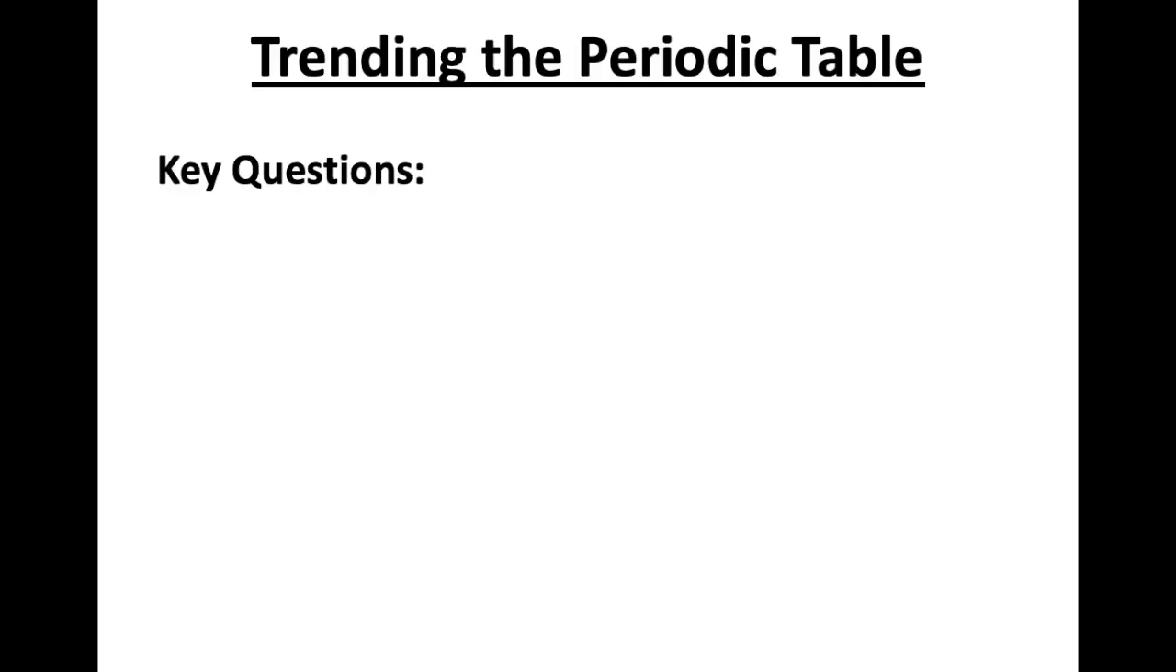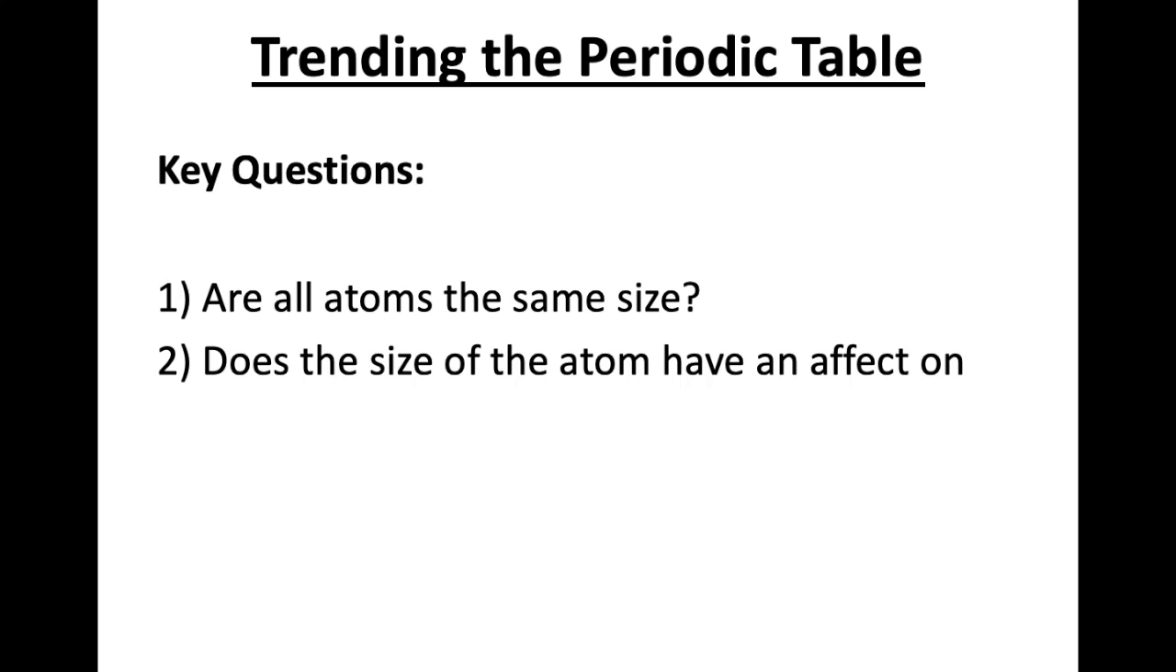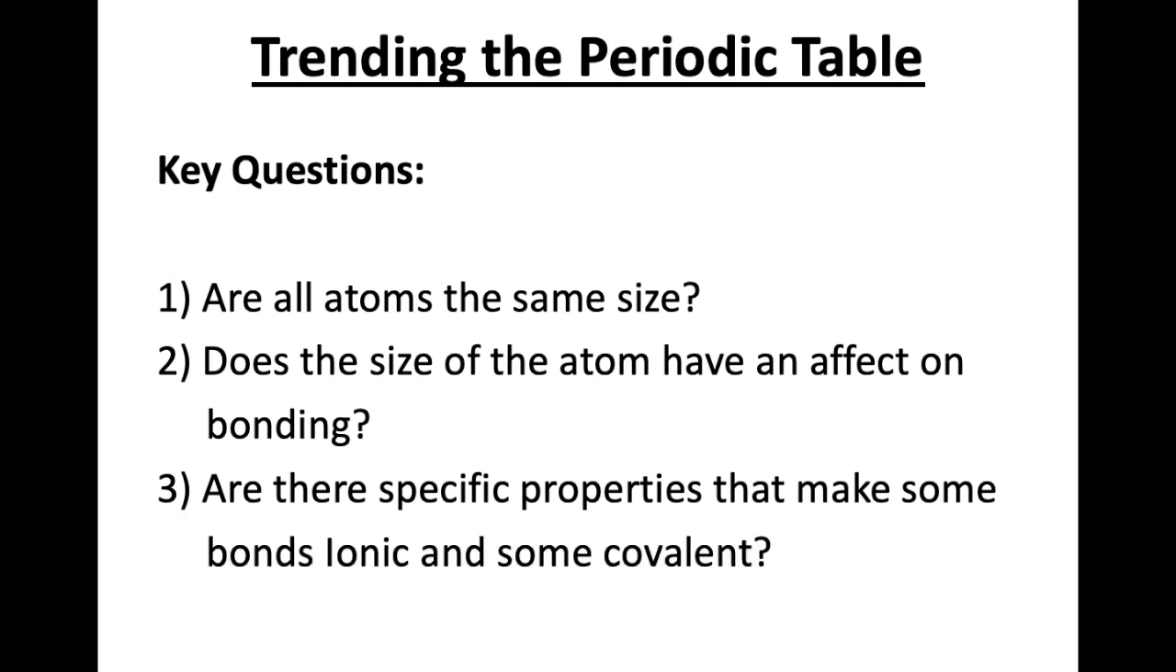Today we're going to be looking at trending on the periodic table. Here are some key questions that I would like you to write down that we're going to be answering in our activity today. 1. Are all atoms the same size? 2. Does the size of an atom have an effect on bonding? And 3. Are there specific properties that make some bonds ionic and some bonds covalent?